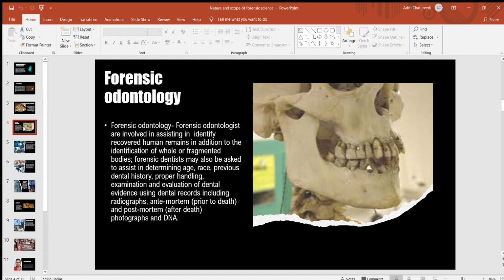They may also assist in determining age, race, previous dental history, proper handling, examination, and evaluation of dental evidence using dental records including radiography, antemortem and postmortem photographs, and DNA.